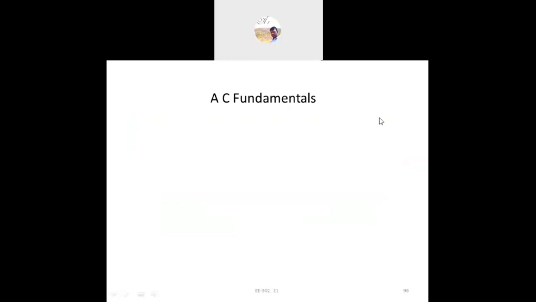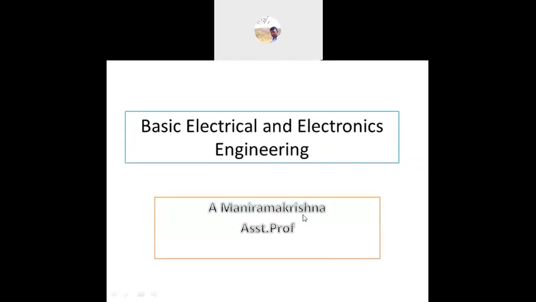So in this session we are going to deal with AC circuits. Okay, so fundamentals of AC circuits for basic electrical and electronics engineering for mechanical. Chapter 1, topic 2: AC circuits.